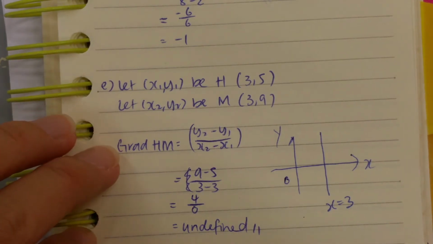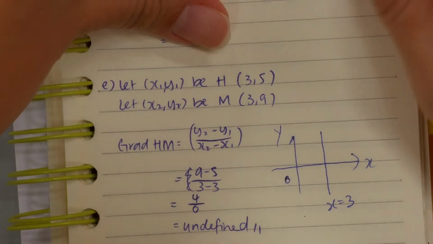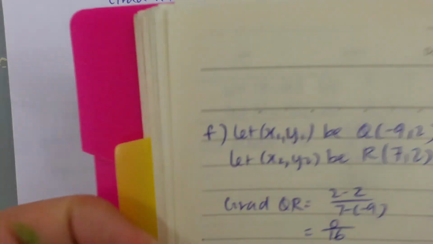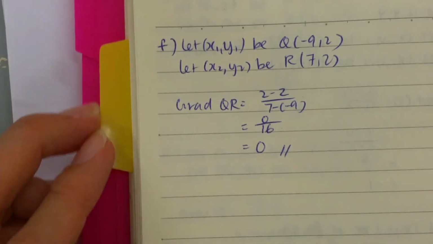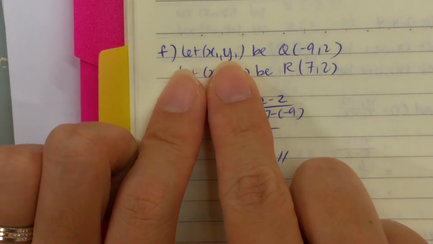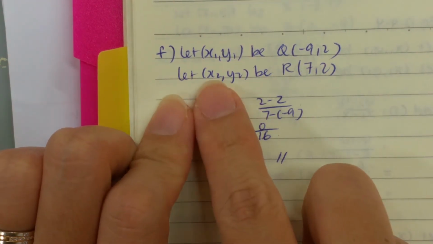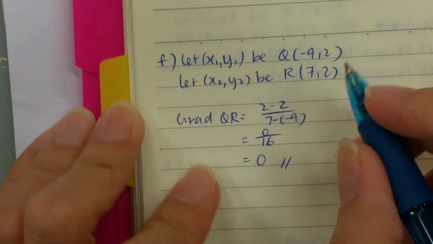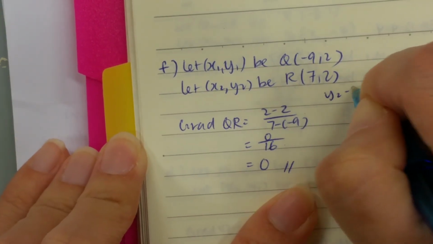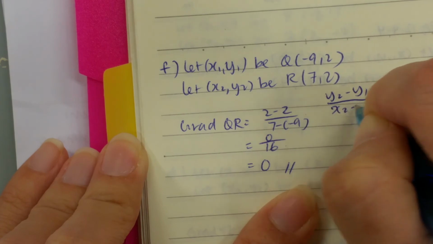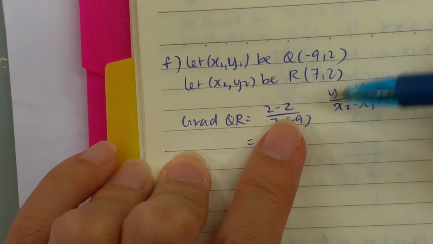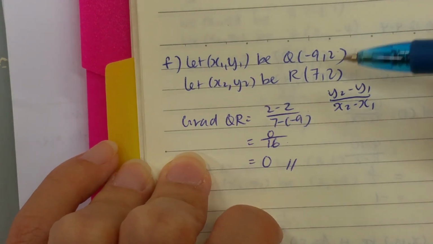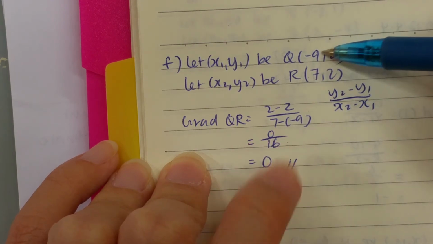Okay, I'll move on to the next question, which is F. For F in this case, again, repeated steps. Let x1, y1 be Q, let x2, y2 be R. Then again, you need to write down the formula: y2 minus y1 over x2 minus x1. Okay, so you have 2 minus 2 and then over 7 minus negative 9.